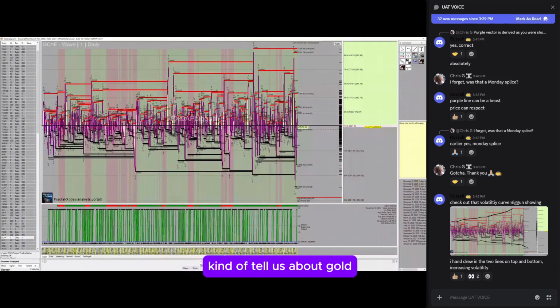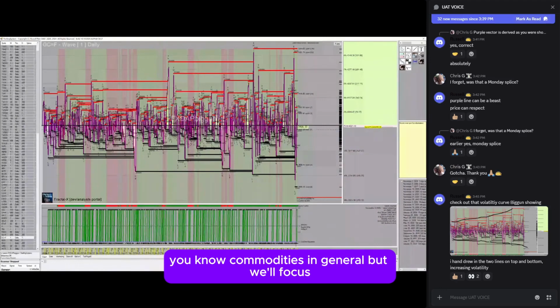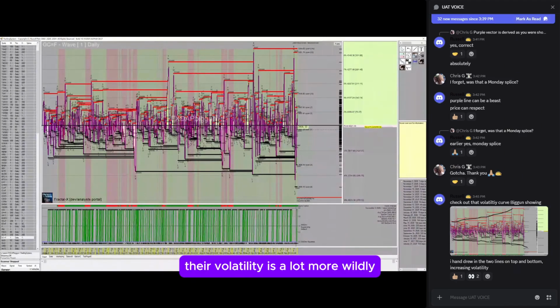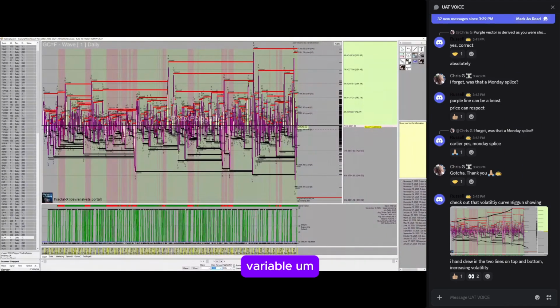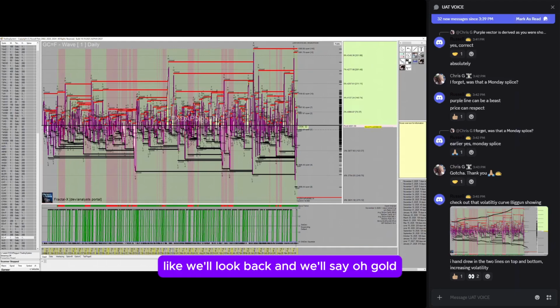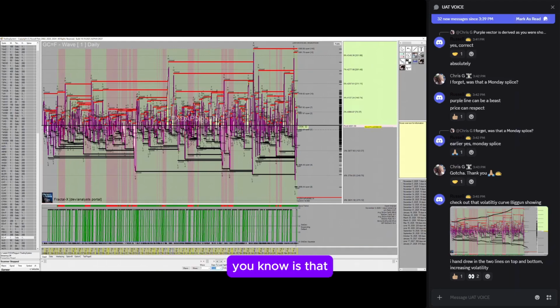But what does this tell us about gold and commodities in general, but we'll focus on gold, is that their volatility is a lot more wildly variable comparatively to equities. So this is just something to consider. If you're looking for a way to position a portfolio long term that is deep in gold, you need to be very selective in terms of where you're positioning because of these contractions that happen. We'll look back and say, oh, gold is at maybe $6,000 an ounce in 5 years.